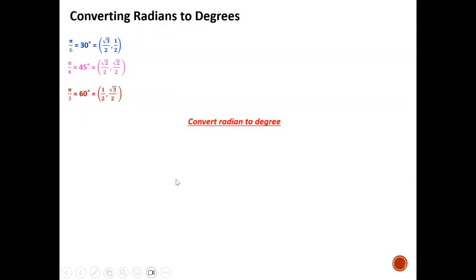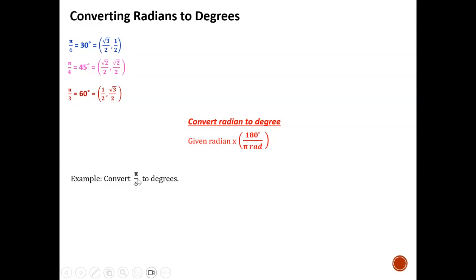Now, let's go the other way around. Now let's convert radians to degrees. For that, if we're looking for degrees, the degrees go on top. It'll be 180 degrees over pi radian. And if we're looking for radians, the radian will be on top and the degrees will be on the bottom. This way they can cancel.